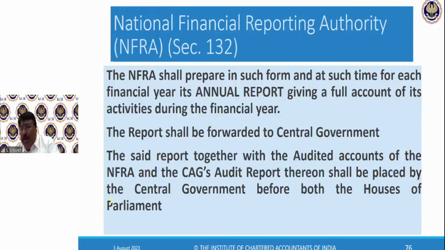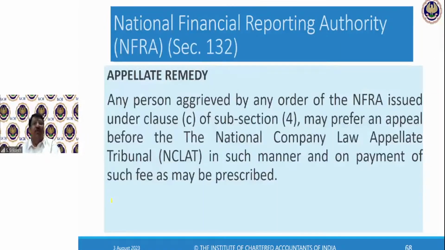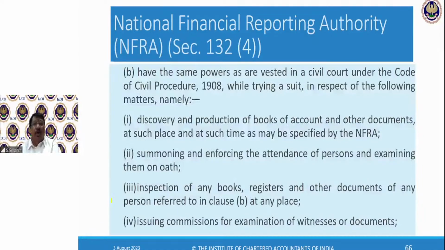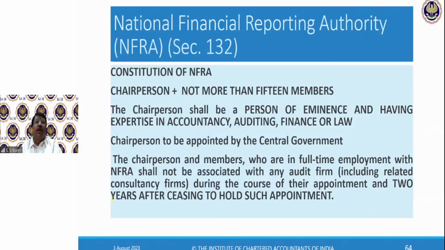Members of ICAI will be included, definitely, because regarding member qualification, very few can be government employees. Most of them have to be CAs in some form or the other, because a person of eminence having expertise in accountancy, auditing, finance, or law, either should be a retired C&AG person, Indian Audit and Accounts Service, IA&AS, or a member of the institute. And mostly these IA&AS officers will also be CAs because they would have been hired out of the institute only. So yeah, definitely members will be there.